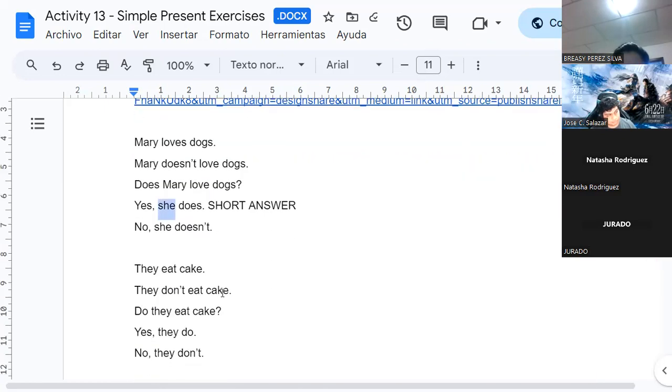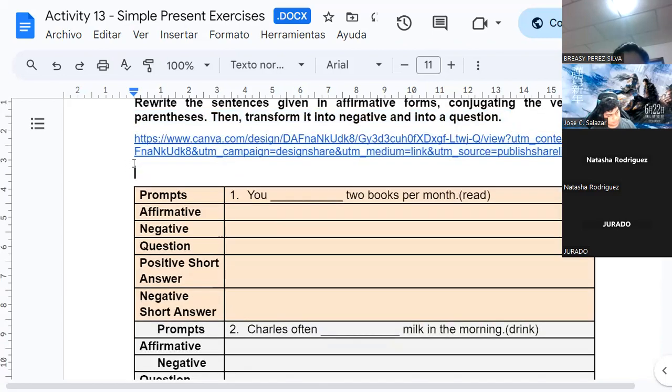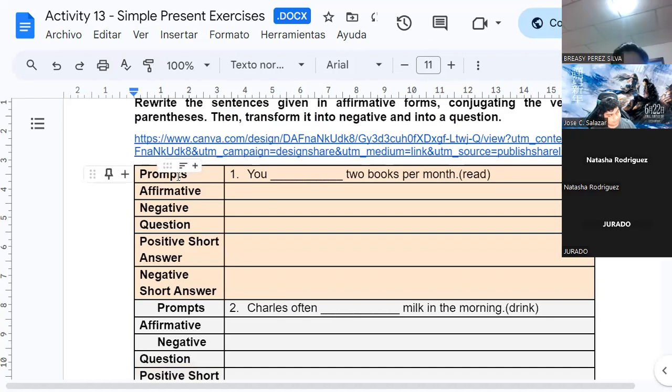Okay? Now, we are going to work on this file. You have prompts in here. Tienen unas guías aquí. Ustedes lo que van a hacer es volver a copiar esta oración con el verbo que está aquí. Tienen que ver si le aumentan S o si no se le aumenta nada. Ya saben las reglas. Lo vuelven a escribir aquí. Lo hacen negativo, pregunta y le agregan respuestas cortas.